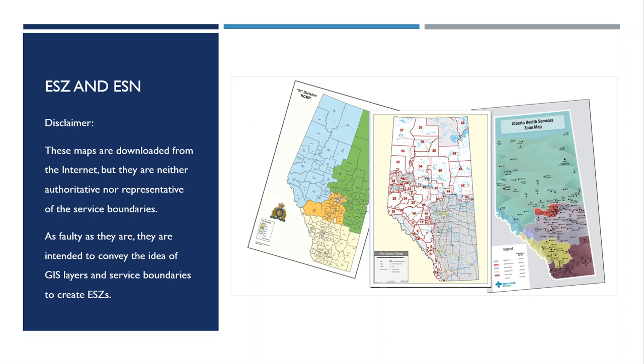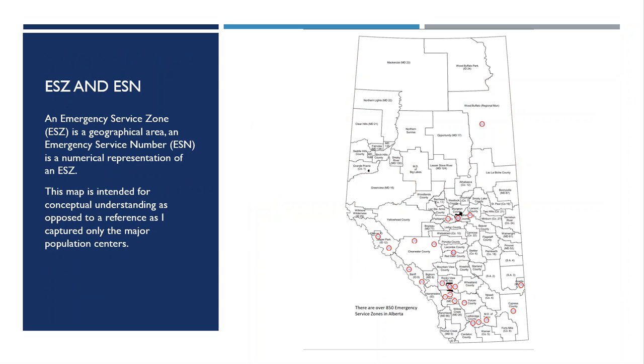I just want to mention one more thing. An emergency service zone is a geographical area bound by the unique combination of those services, and the emergency service number is the actual numerical representation of an emergency service zone. People use those words synonymously, but these are two different things. Depending on the context, people usually mean the same thing.